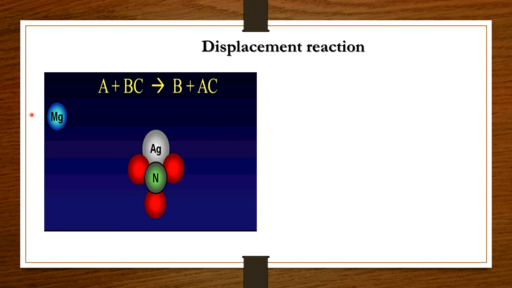Okay, so this Mg is a more reactive element than silver, that means Ag. So this Mg replaces, that means it displaces, takes the place of this silver and it will form Mg(NO3)2, magnesium nitrate, plus silver. So this type of reaction is called a displacement reaction, where the more reactive element takes the place of the less reactive element.